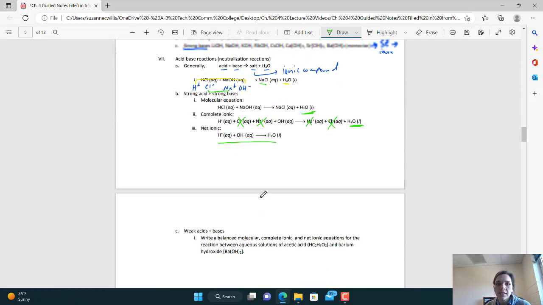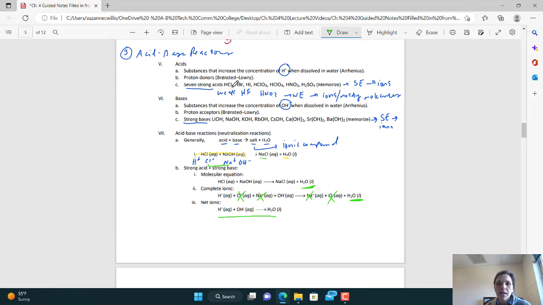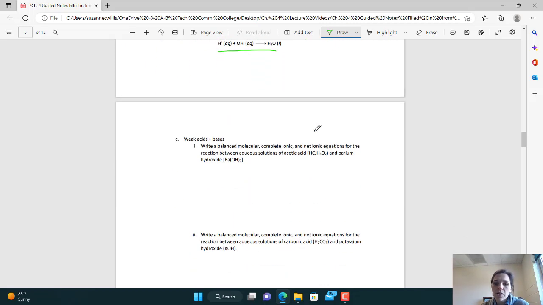So if you look at acetic acid and barium hydroxide, acetic acid, the HC2H3O2, is not strong, so he's weak. Barium hydroxide is strong. So look what we're working with. We are working with a weak acid here and a strong base, okay? Now, it's still going to be neutralization no matter what.